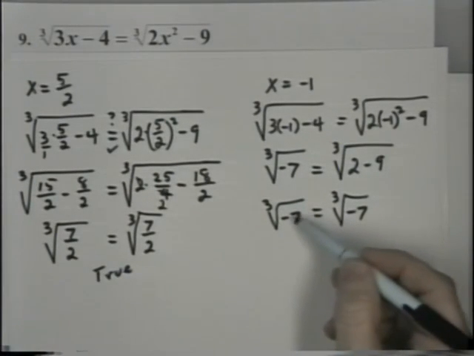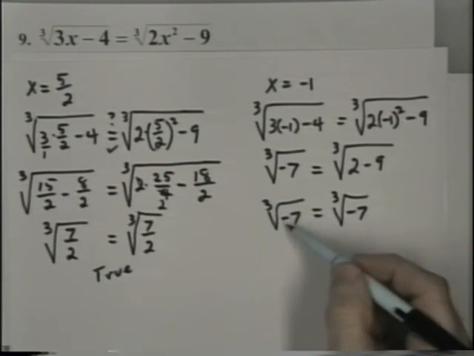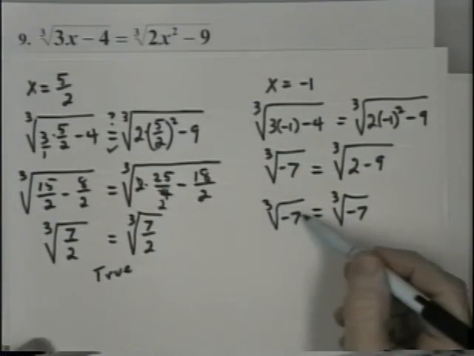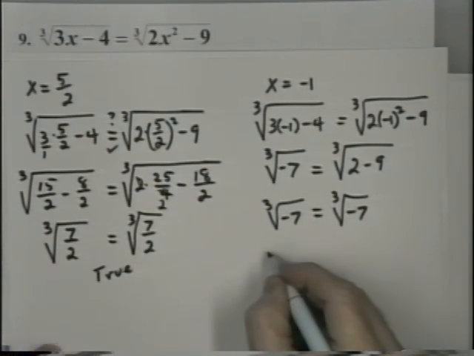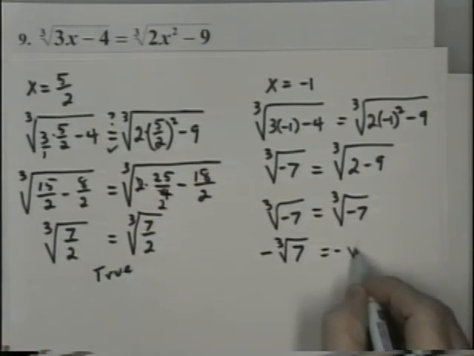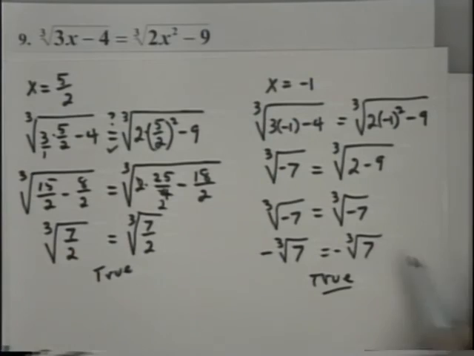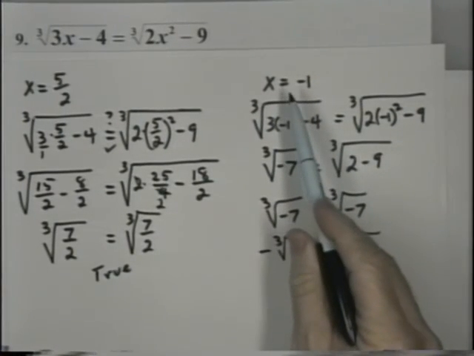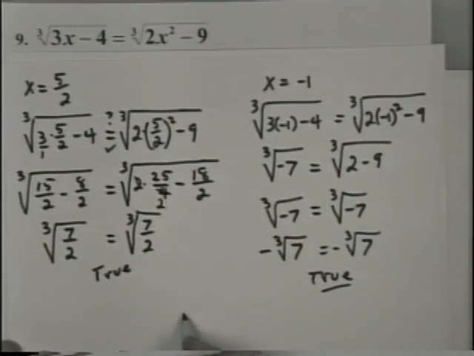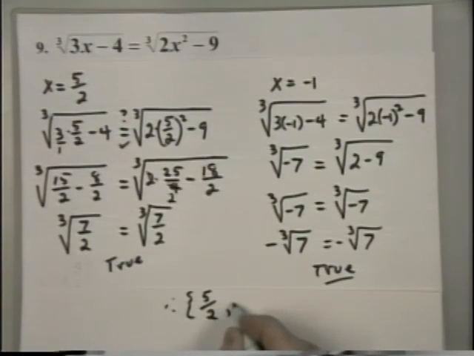Oh, wait a minute, is that a real number? Yeah, remember it's a cube root, an odd root. It's okay to have a negative radicand with an odd root. So this is, in fact, the negative of the cube root of 7. Likewise, the same thing over here, and those are the same numbers, so this has got to be true. So this has got to be a solution, and therefore our solution set is 5 halves and negative 1.